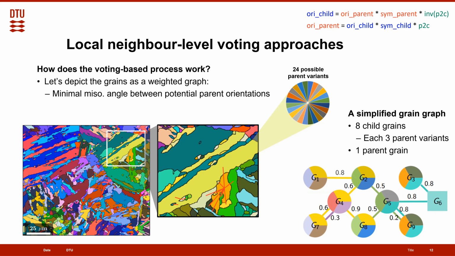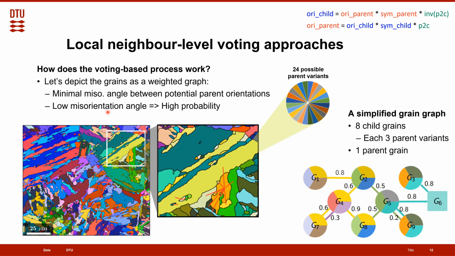So in this local neighbor level voting approach, what we do is we compare the misorientations between the possible parent orientations in one grain with the possible parent orientations in the neighboring grain. And we then translate this misorientation angle into a probability that those 2 grains are related by the same parent grain.